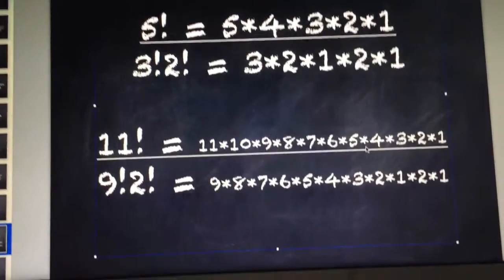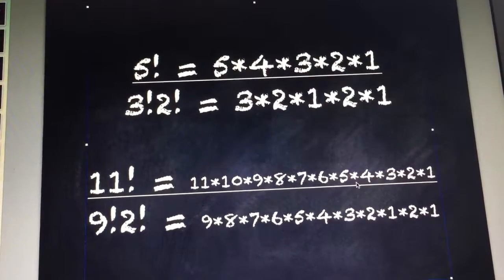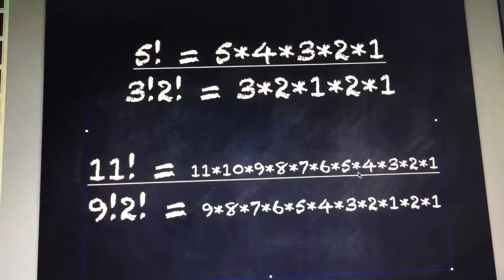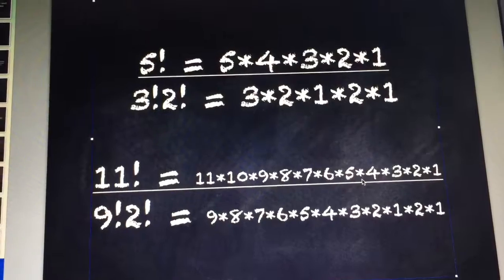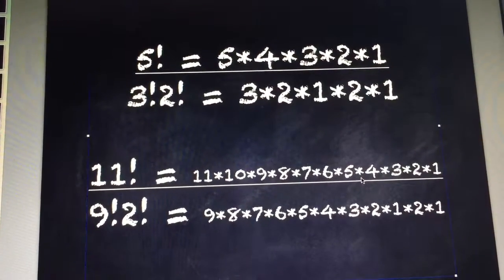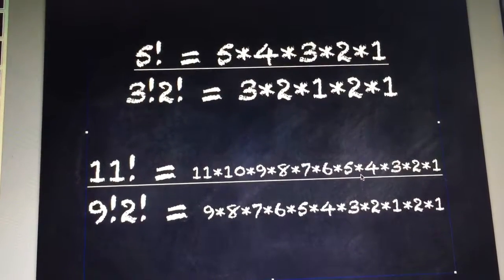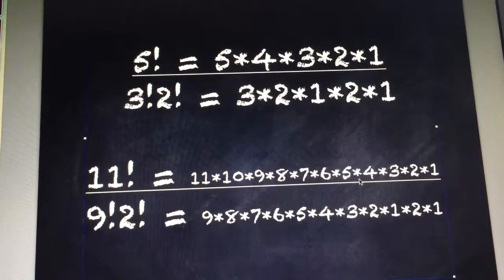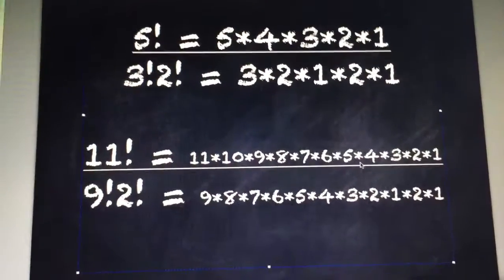Same with the bottom. We have 11 factorial divided by 9 factorial times 2 factorial. We have 1 times 2 times 3 times 4 times 5 times 6 times 7 times 8 times 9 in both the numerator and the denominator. So therefore we can cancel those out. We will be left over with 11 times 10 in the numerator and 2 times 1 in the denominator.